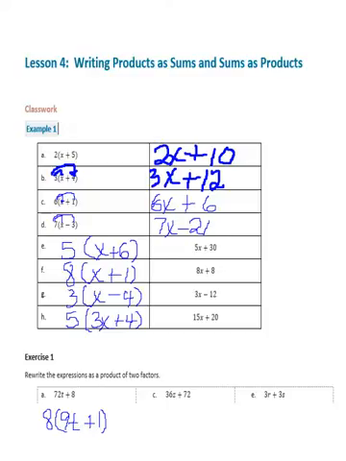Okay. I'm going to let you do C and E by yourself. Give you a chance to practice on those, and I'll come around and check your work, okay?